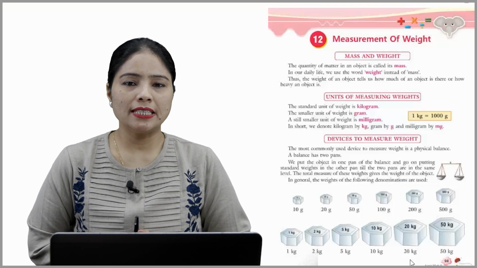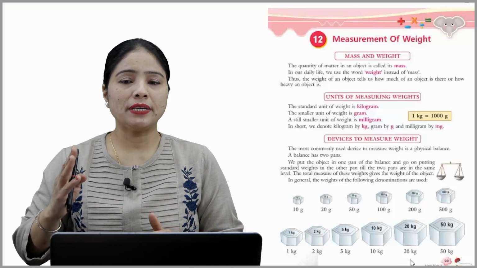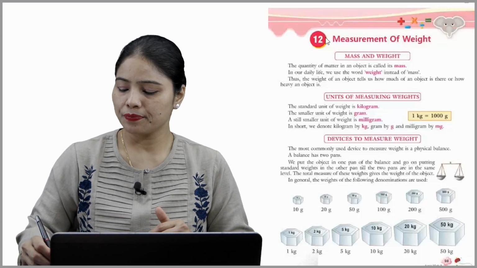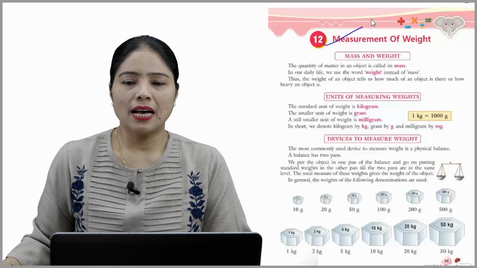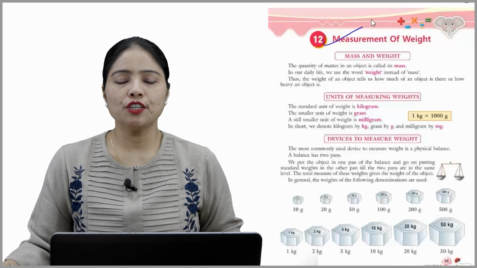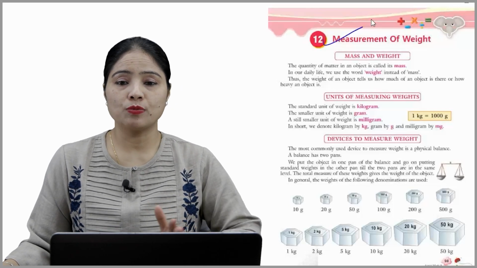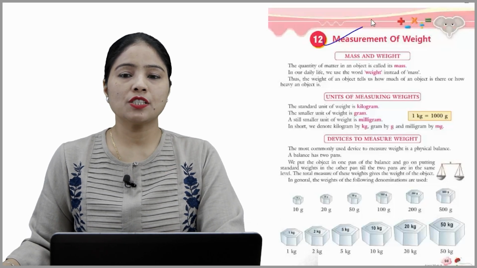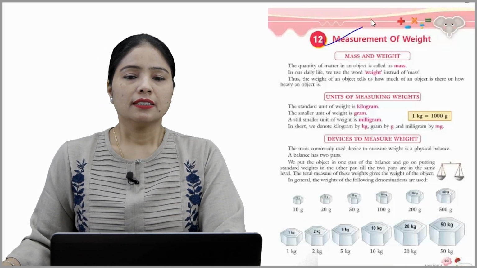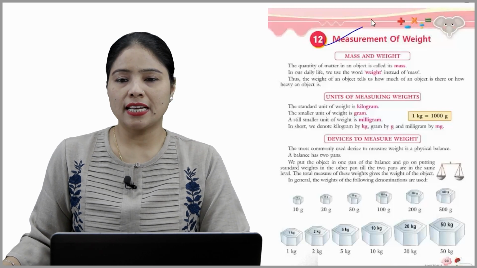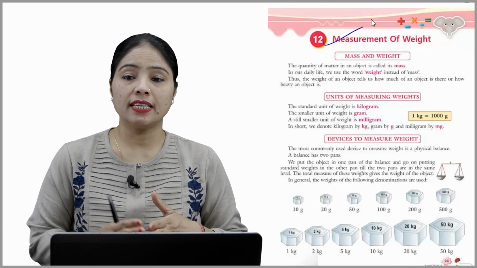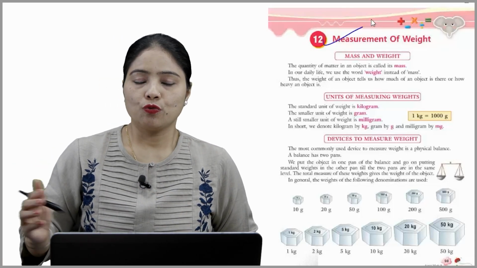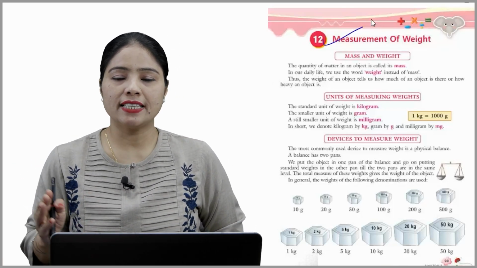So children, today in this class we are going to learn about measurement of weight. Okay beta, so let's start with that. Mass and weight. The quantity of matter in an object is called its mass. In our daily life we use the word weight instead of mass. Thus the weight of an object tells us how much of an object is there or how heavy an object is. So first one is units of measuring weights.